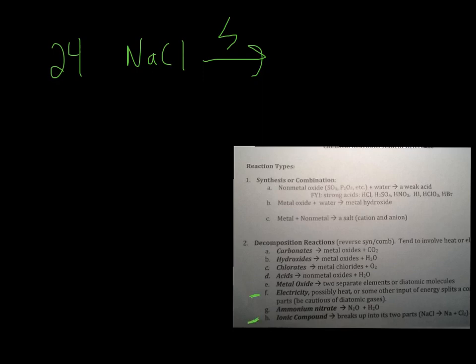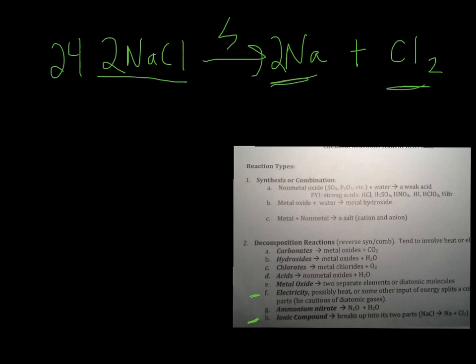Well, let's look at the ionic one. It breaks it up into its 2 parts. So in the Na part, it does not have a subscript 2 because it's not diatomic, plus Cl. Cl is one of our NOF ones, so it does have a subscript 2. You need a 2 there and then a 2 there. So if you have 2 Cl's, you can make 2 Na's and 1 chlorine diatomic gas.